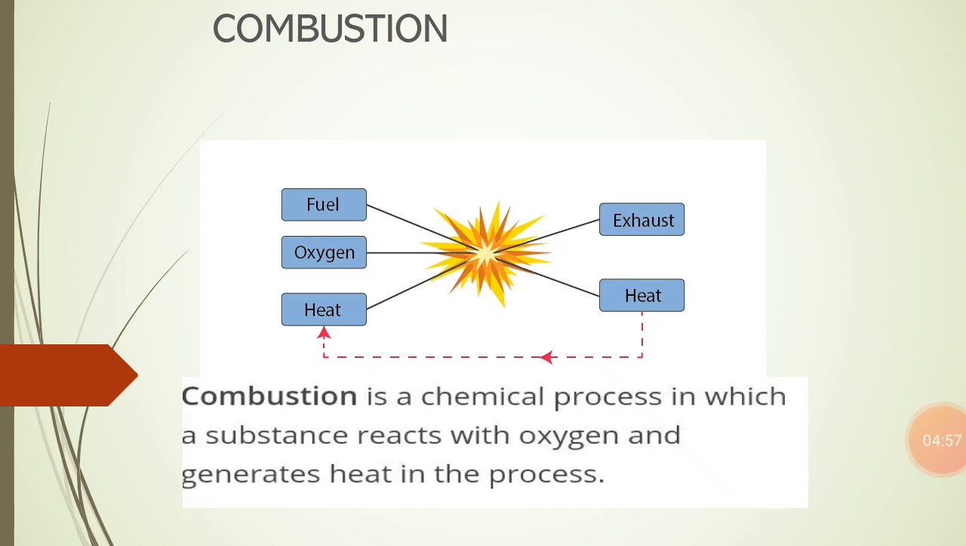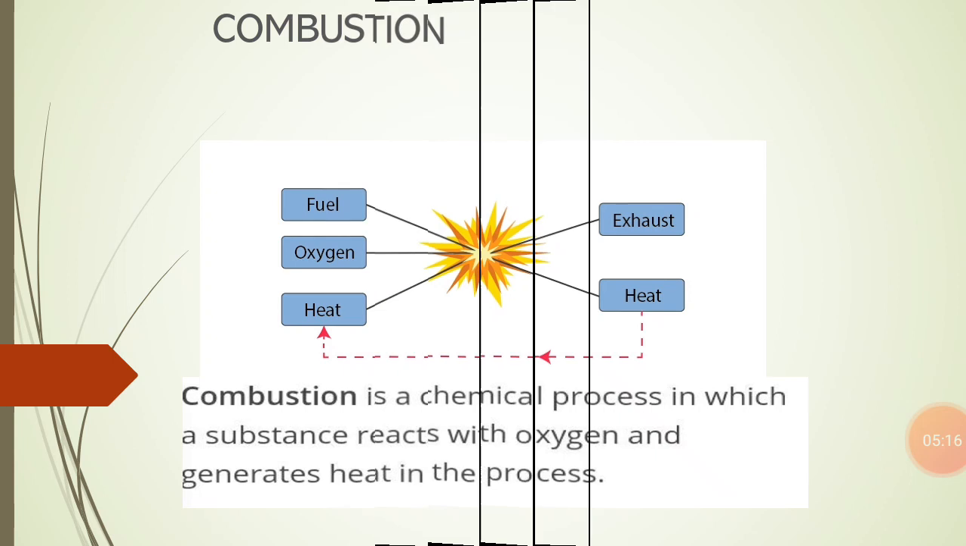So these are the examples that let you understand what this combustion process is. We can define it like this: combustion is a type of chemical process of burning of a substance in the presence of oxygen with the liberation of heat and light. So this is about combustion.